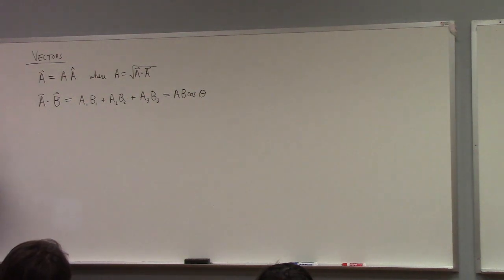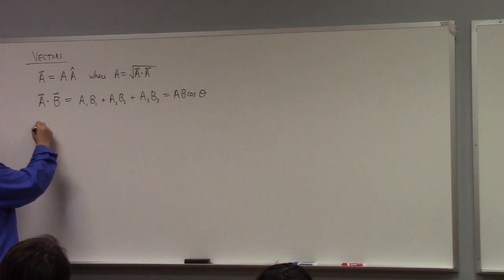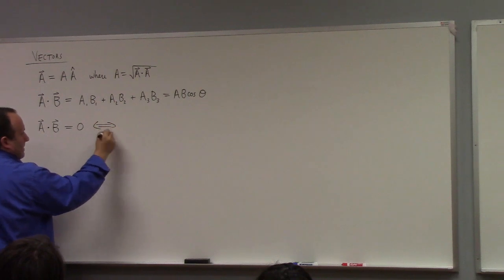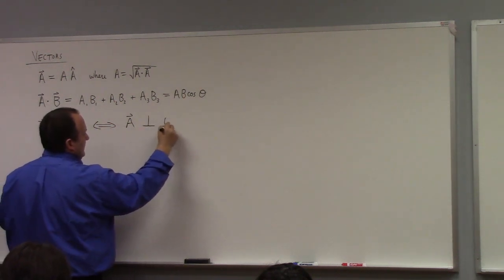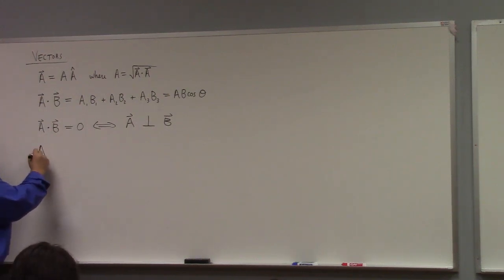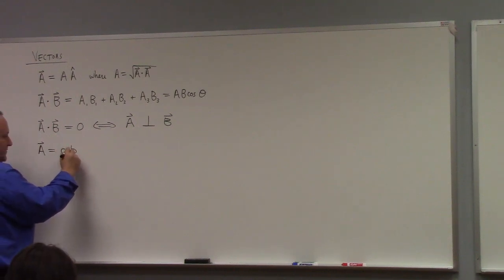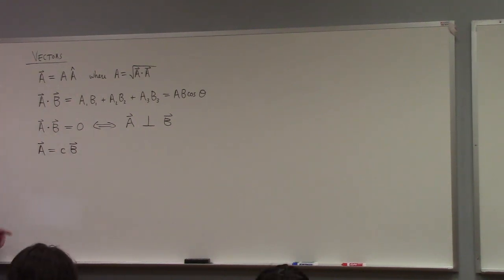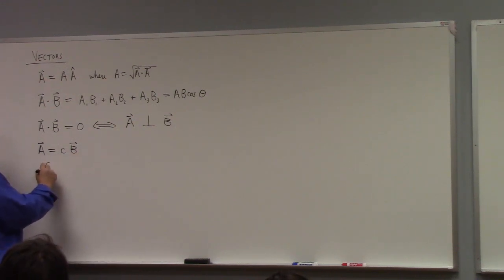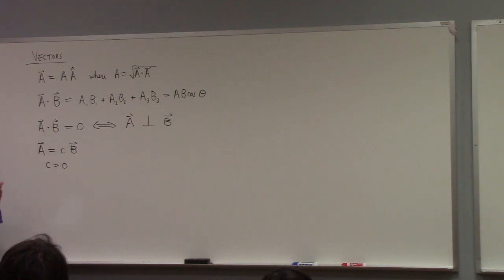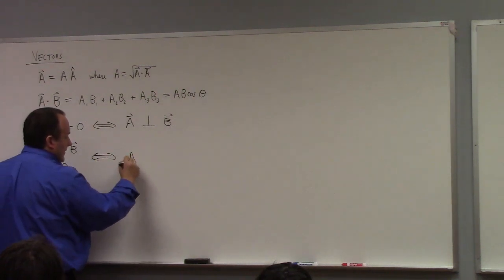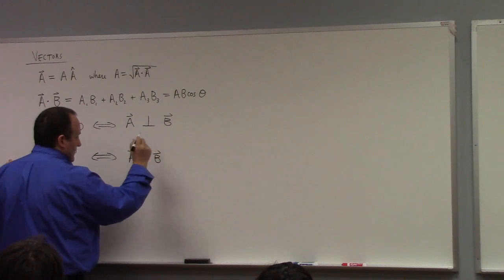Anyway, so this is the dot product. Now, we should talk about what does it mean when a dot b is equal to 0? This means what? A is perpendicular to b. All right, great. What does it mean if we have a is equal to some constant times b, where c is just a real constant? What do we say about this? So here, and I'm assuming that the constant is positive, for a real positive constant, this is one way you could define a parallel to b.